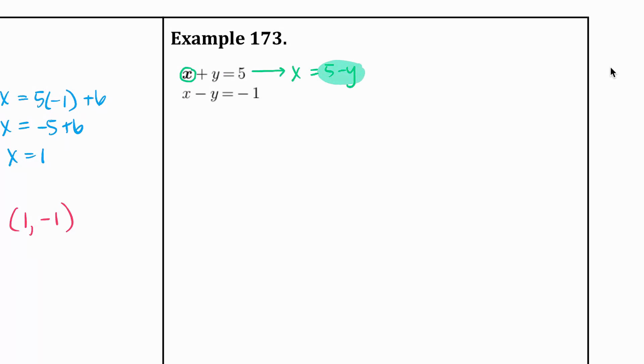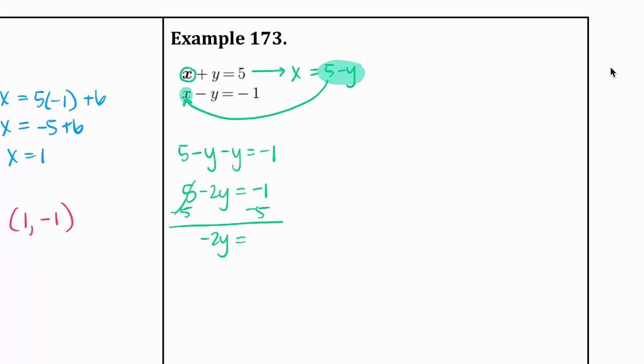We're going to take 5 minus y, we're going to substitute it right here for this x. Okay, because there's nothing in front of this x, because there's no coefficient, there's really no need to put it inside parentheses. So I just replace the x with 5 minus y, and I keep the rest of the equation the same. Minus y equals negative 1. If I combine like terms, I get 5 minus 2y equals negative 1. Subtract 5 from both sides, and we get negative 2y equals negative 6. Using division, we get that y equals positive 3.